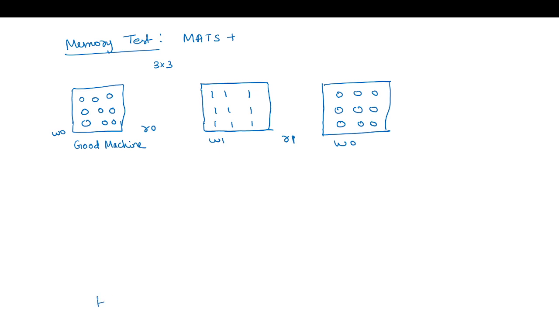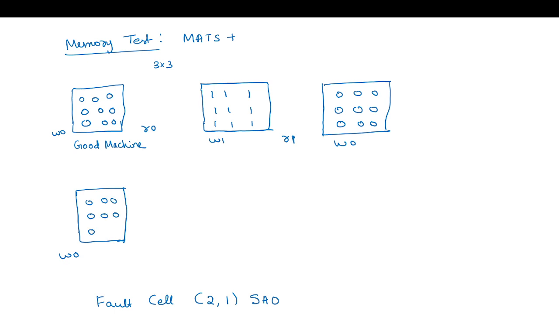let's consider a fault in the cell 2 comma 1 that is stuck at 0. So when we are writing a 0, it will be all 0. No problem. When we read a 0, there is no problem. Now we are writing a 1, so these cells will not have any problem.